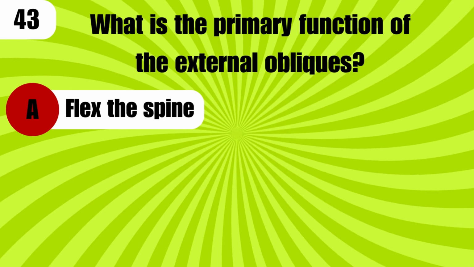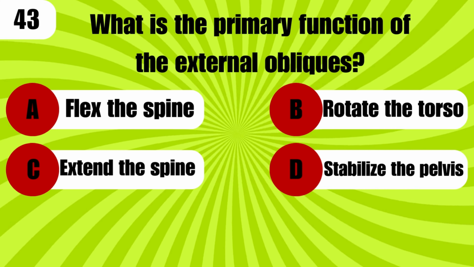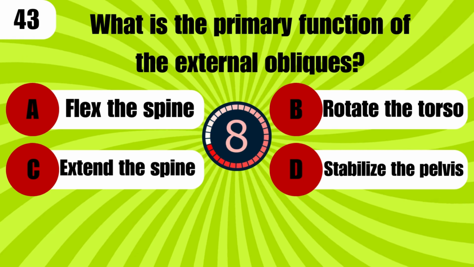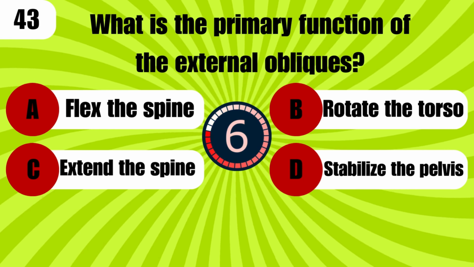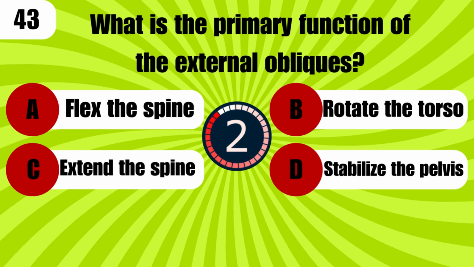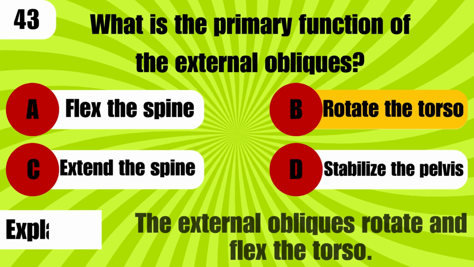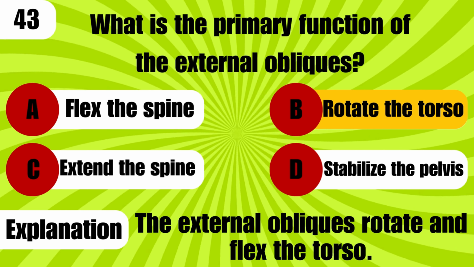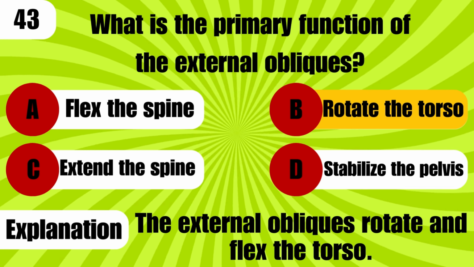What is the primary function of the external obliques? Option A flex the spine, rotate the torso, extend the spine, stabilize the pelvis. The right answer is rotate the torso. The external obliques rotate and flex the torso.